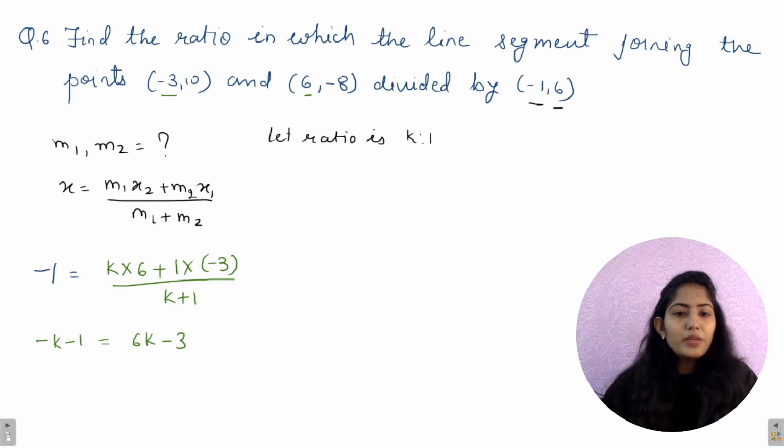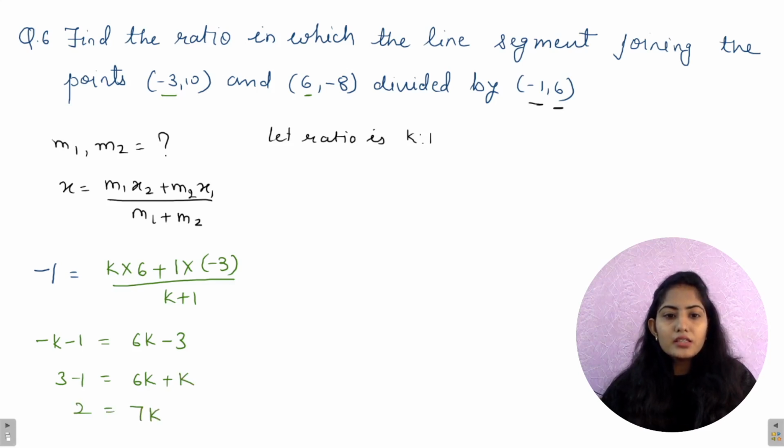So here it will be, let's do this. It will become 3 minus 1 and it will become 6k. That k minus k will come here and it will become plus k. So 7k, 2 is equals to 7k. So here you will observe that k is equals to 2 upon 7.